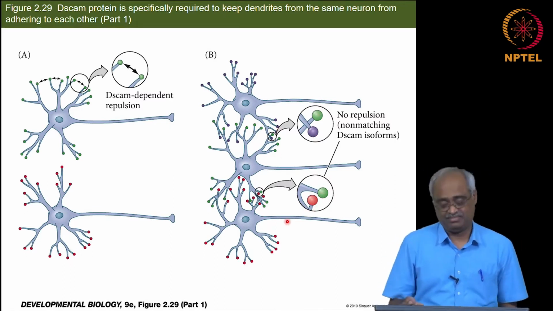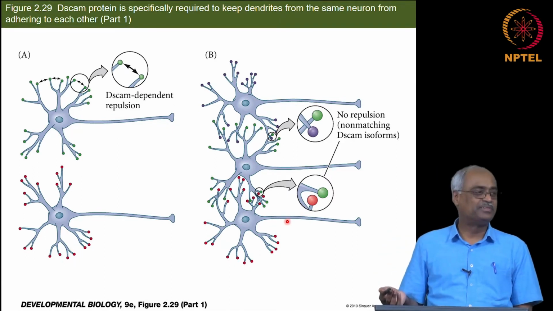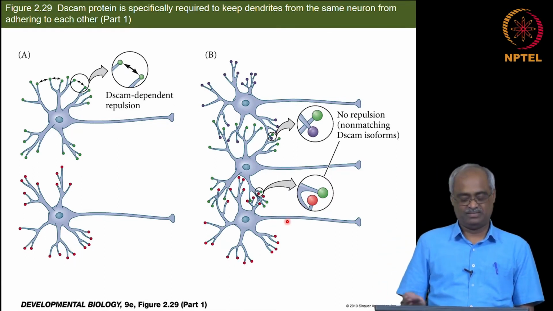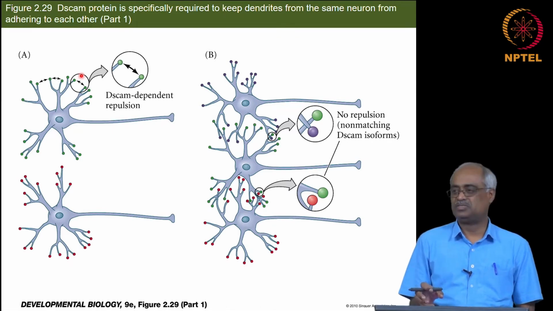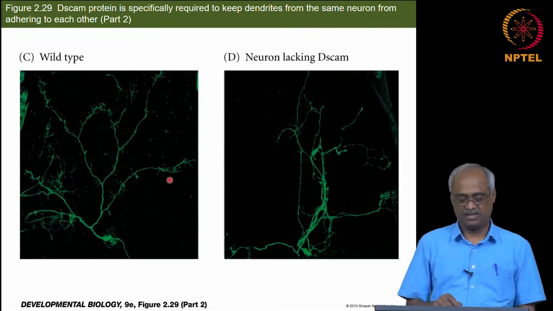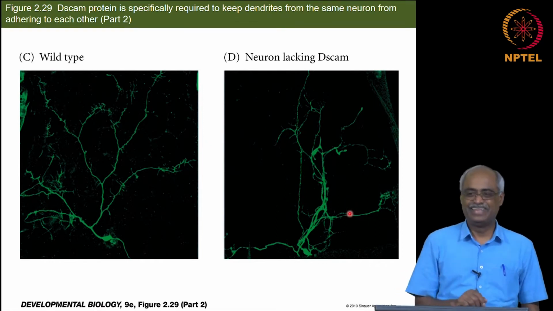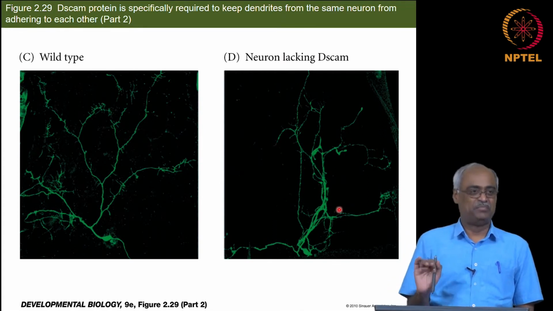Suppose, let us say, I mutate this, and Dscam is not produced. So, what would you expect? These will not know to repel and they will all get adhered and they will make a mass of connected neuronal structure, and that is what happens. So, this is wild type, highly branched, here joint. It is all experimental data. So, this is real life, we are dealing with life and biology.